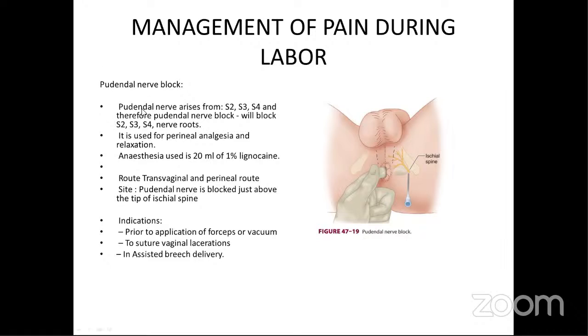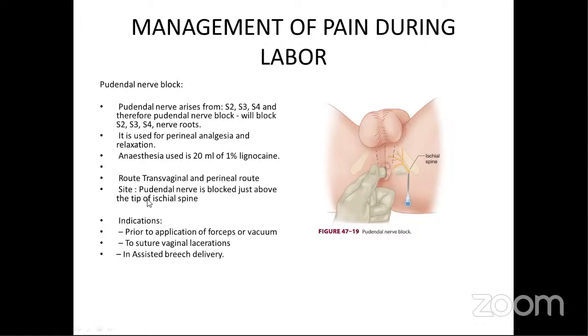Pudendal nerve block: you can see in this picture, it is given at this point. You have to feel the ischial spine with the help of your finger vaginally, and then give an anesthetic injection at this level externally. The pudendal nerve arises from S2, S3, S4, and therefore a pudendal nerve block will block the S2, S3, S4 nerve roots. It is used for perineal analgesia and relaxation. Anesthesia uses 20 ml of 1% lignocaine.